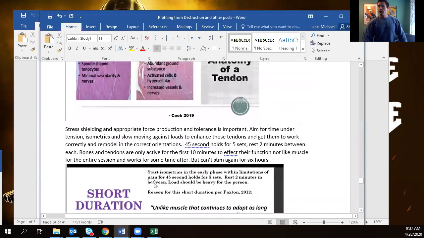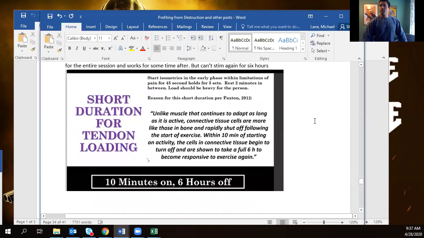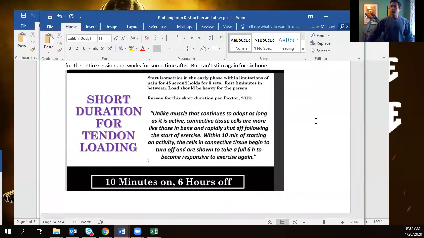What I thought was really interesting was the remodeling. It looks like in the research on tendon loading, it's only effectively going to be modified for about 10 minutes. After that, you're not actually getting any more increase in turnover. So when you're looking at tendinous rehab, doing a greater dosage, meaning frequency, with shorter duration is actually the more effective way to modulate it.